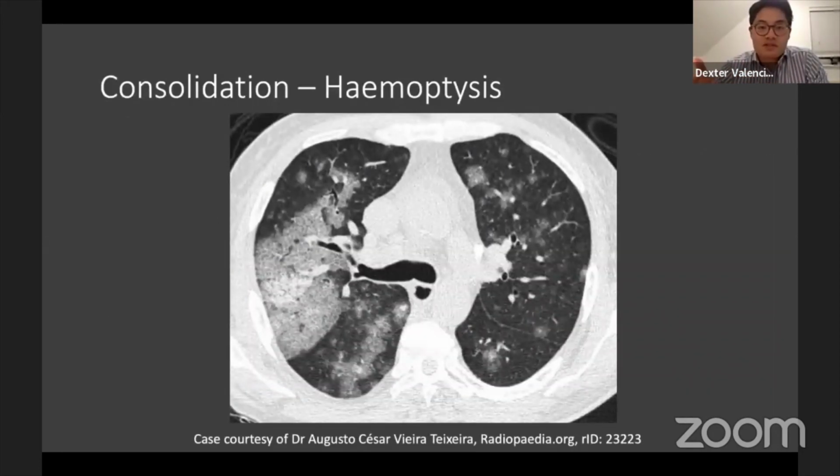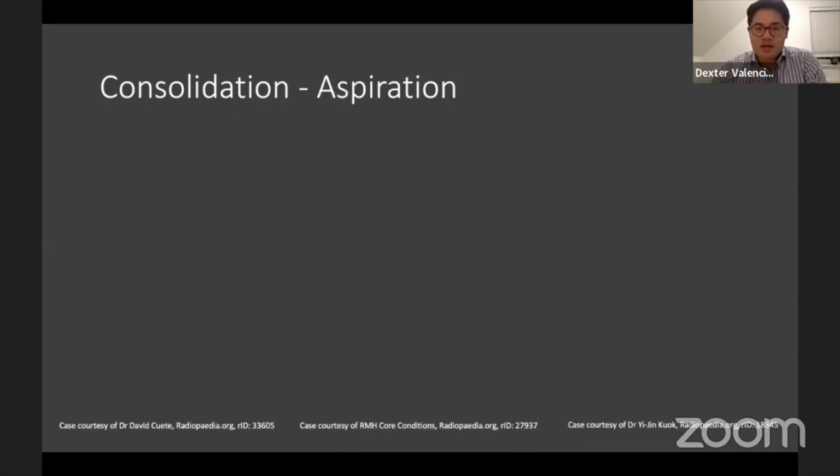So some more cases of consolidation and ground glass. Hemoptysis. So this patient was coughing up blood. How do I know that this is probably hemorrhage within the lung? It's because the clinician has told me they're coughing up blood. They've got an autoimmune disease, and this would be consistent with that. It's sometimes hard to tell the difference between infection or blood. It's all about the clinical context as well.